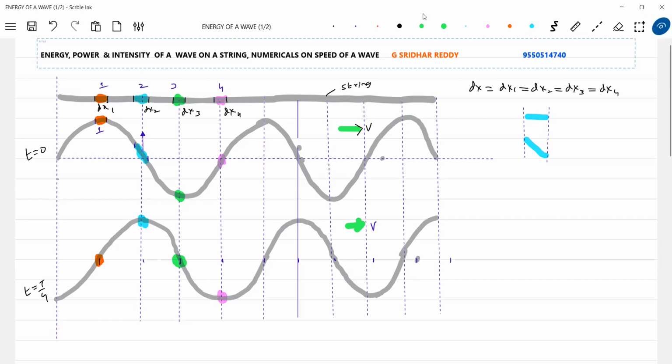Look at this element 2. When there is no wave propagation, it will be like this, horizontal. When the wave propagates, what will happen? The same element 2, at some instant of time, will be at mean position. And what happened to the length? The length will be more, it will increase. Agree with this? So shall I say that it has elongation? And since elongation is there, there should be potential energy. And also there will be kinetic energy.